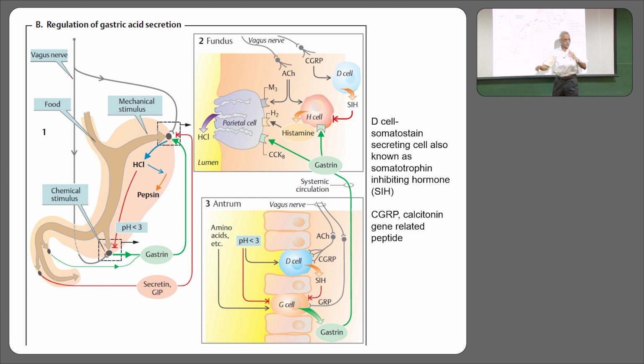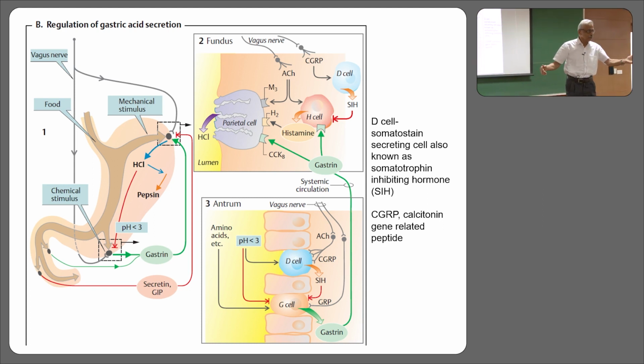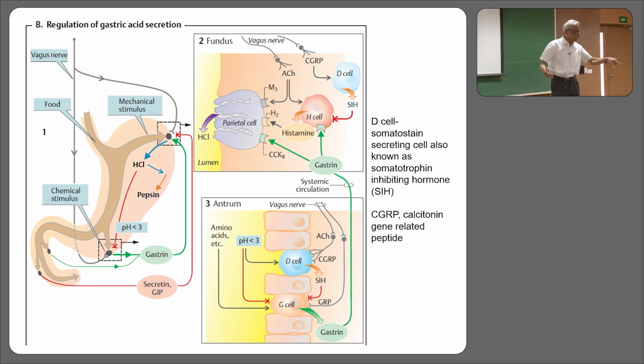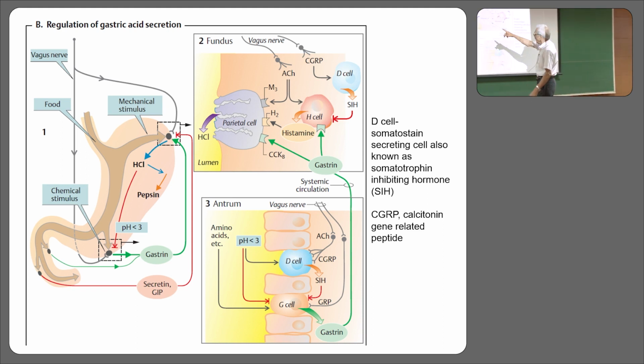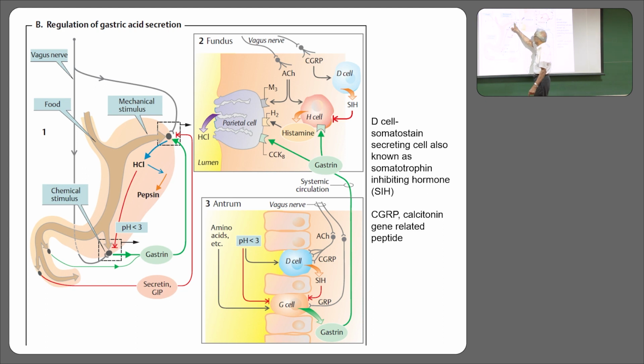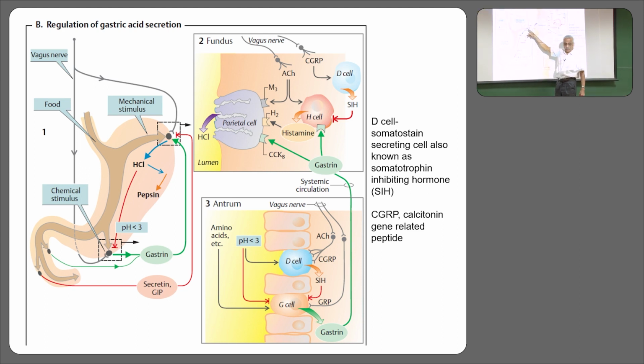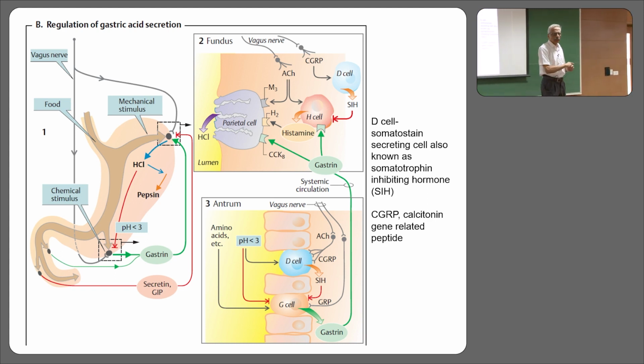You take in food; if you are starving, none of this is stimulated. Once the food has arrived, it can directly stimulate the parietal cell. Some of it can go down and stimulate the gastrin cell, and then the gastrin cell will further stimulate it.